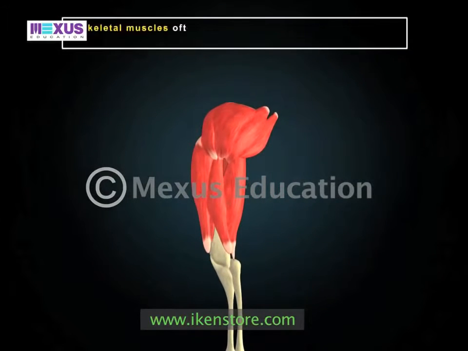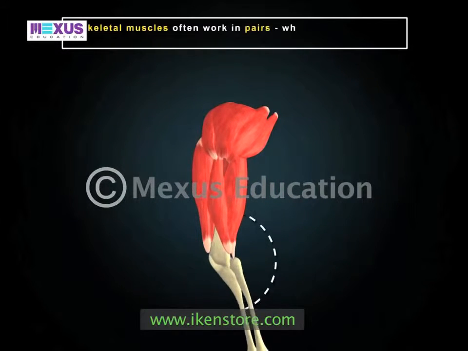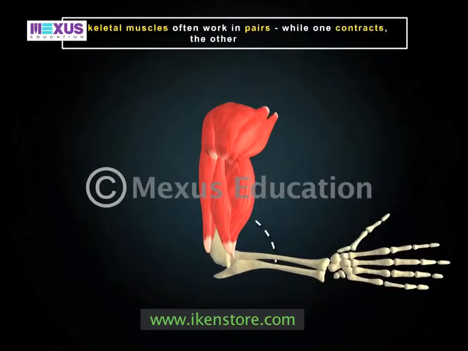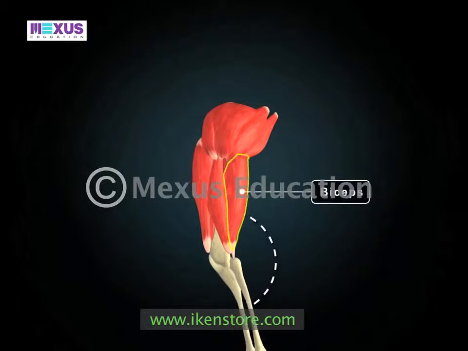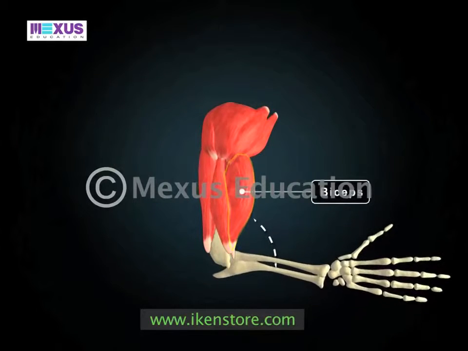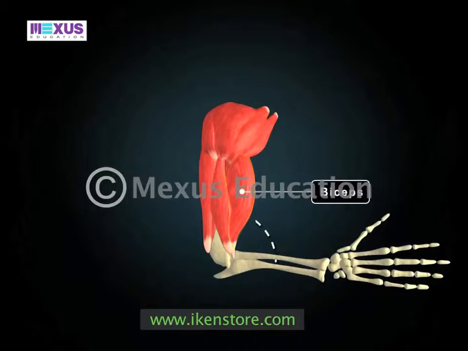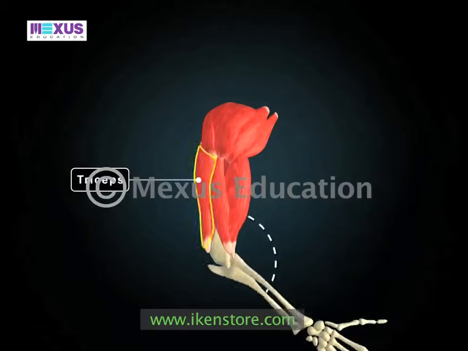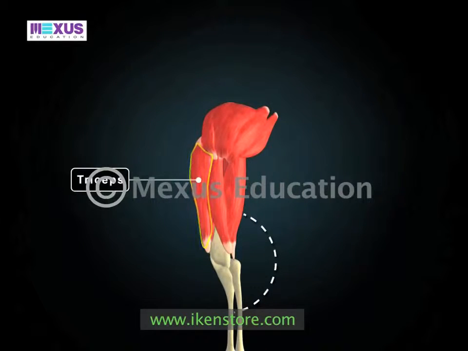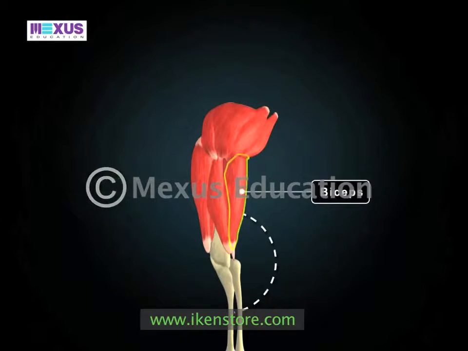Skeletal muscles often work in pairs. While one contracts, the other relaxes. For example, the bicep muscle in the upper arm contracts when the lower arm is raised up. At this time, the tricep muscle relaxes. To straighten the arm out again, the triceps muscle contracts while the bicep muscle relaxes.